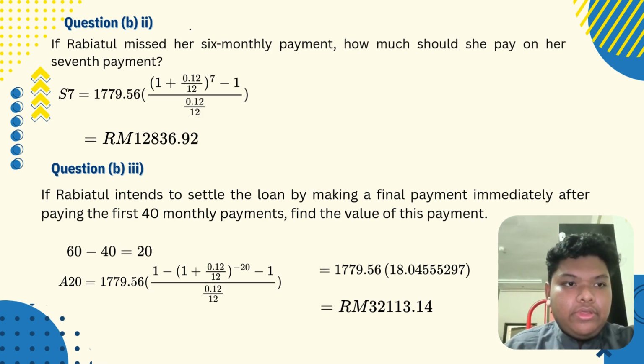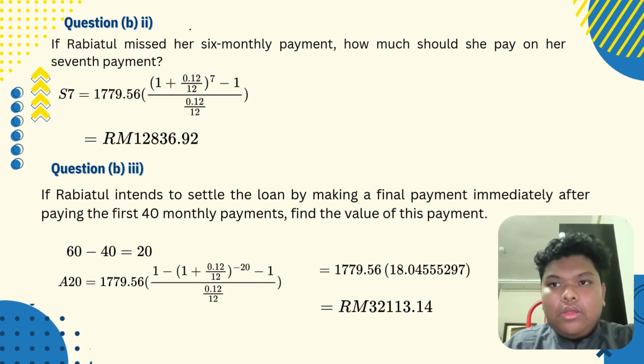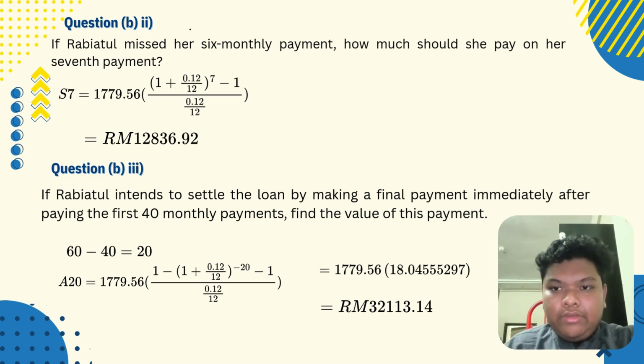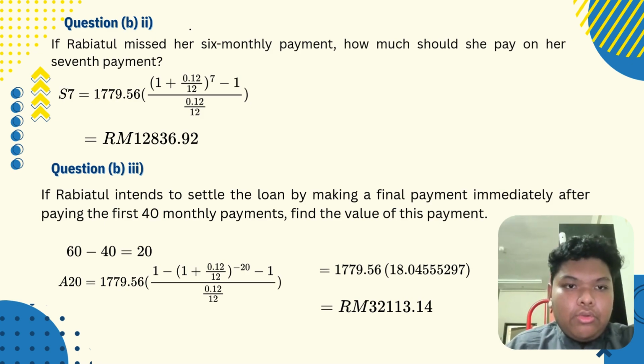So, A20 equals 1779.56[(1 − (1 + 0.12/12)^(−20))/(0.12/12)]. So we got 1779.56 multiplied by 18.045527. So after performing the calculation, the value of the final payment required to settle the loan is RM 32,113.14.